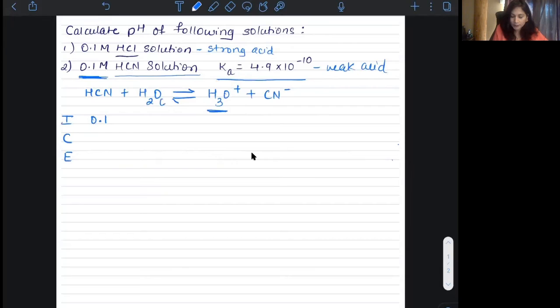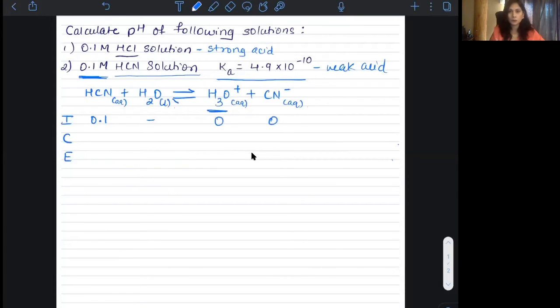Now, since this is a liquid phase, I don't take this into account. All of these are aqueous, so we do care about the concentrations. In this case, for everything that is an aqueous phase, initially, I have 0 of the hydronium ions and 0 of the CN minus ions. This is the first initial step, and I just have the acid.